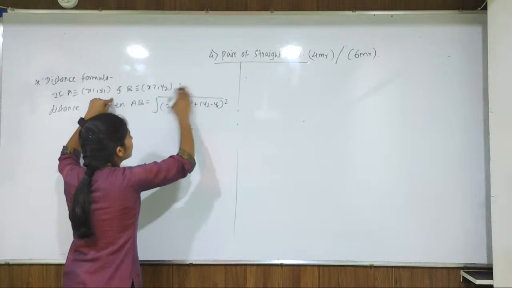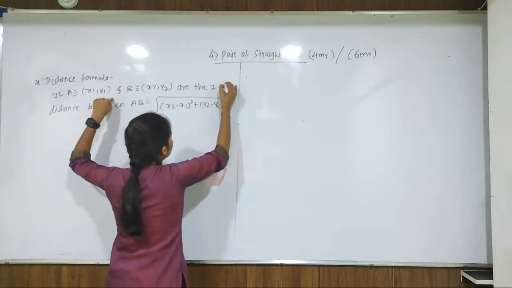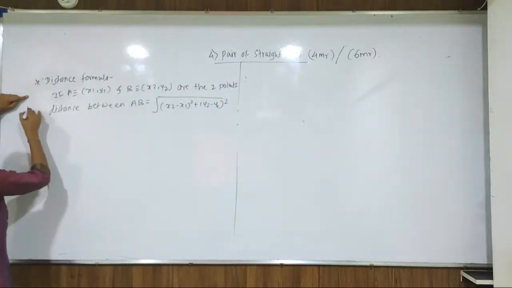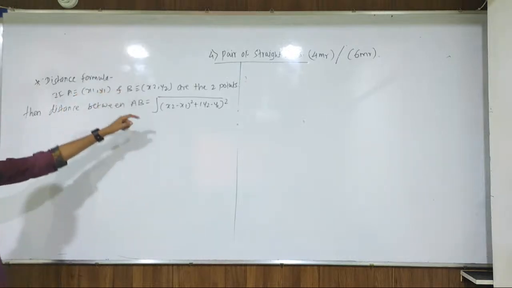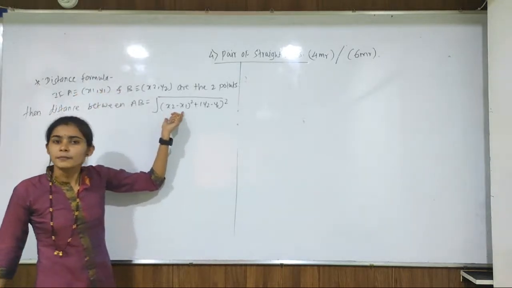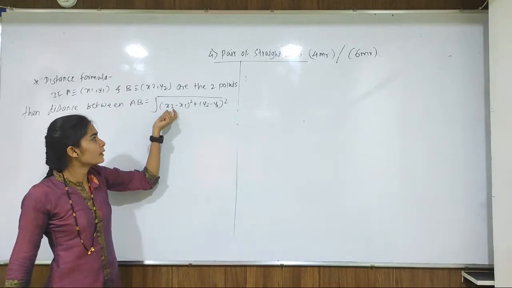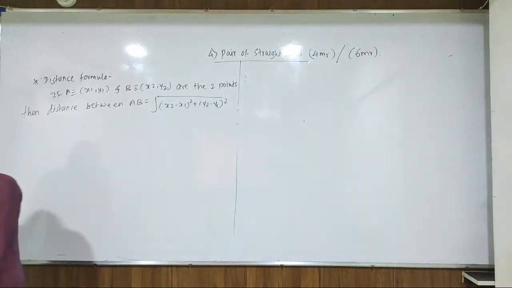Or here we can write the other 2 points. Then the distance between point A and B is equals to square root of x2 minus x1 bracket square plus y2 minus y1 bracket square. Okay.